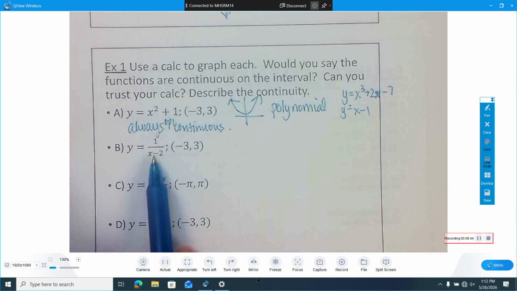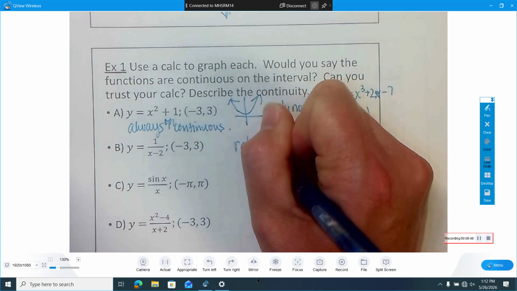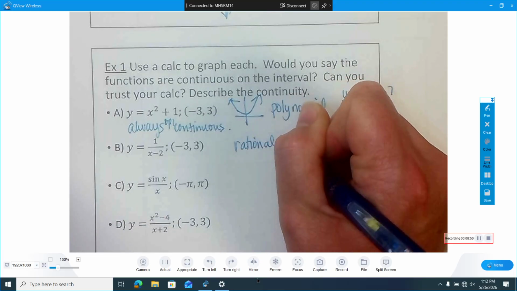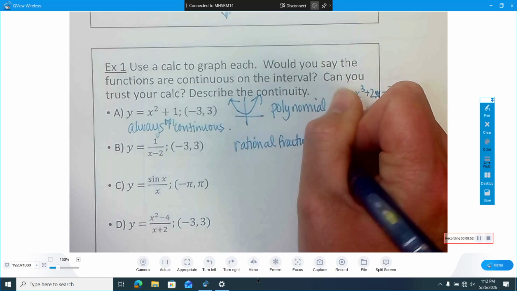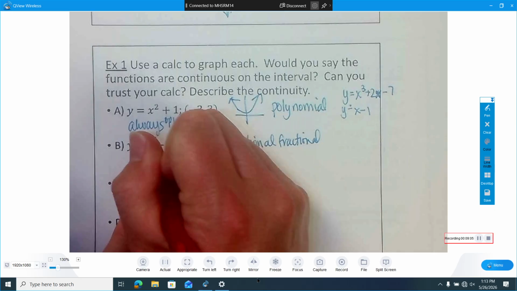This is a rational fractional function. What does it look like? It's a gang sign. It's this one, okay? So it has an asymptote. It does. Yeah, right here.